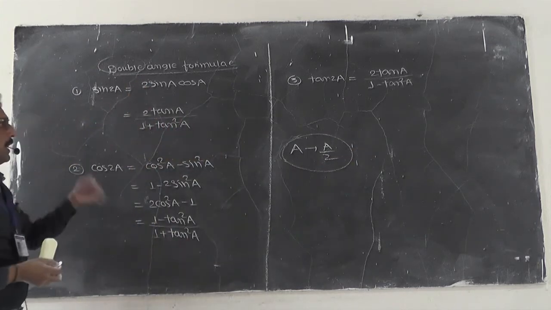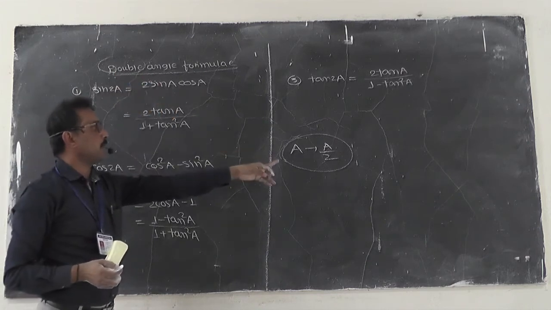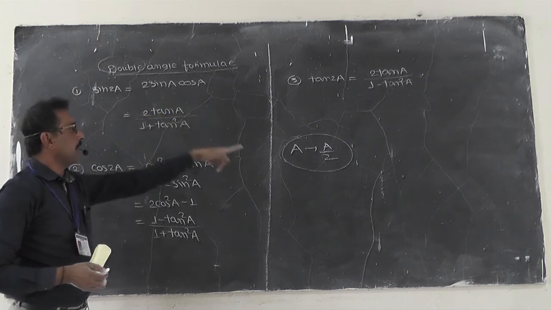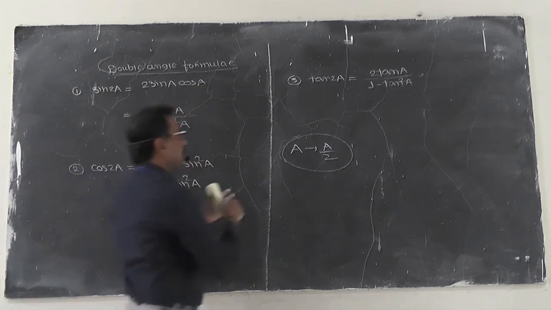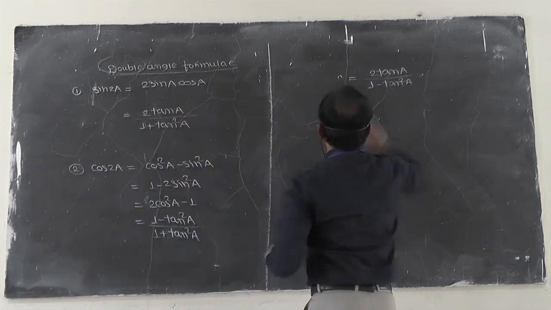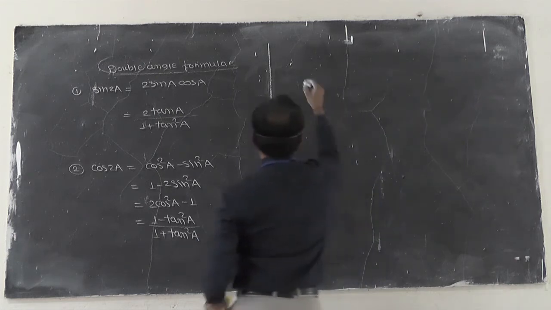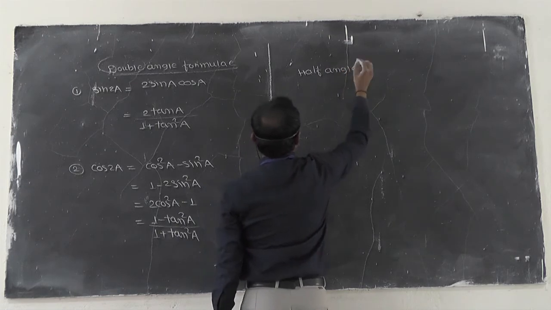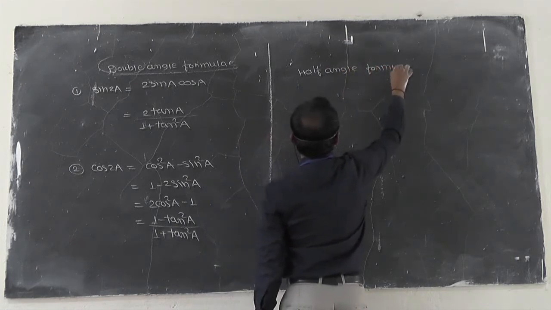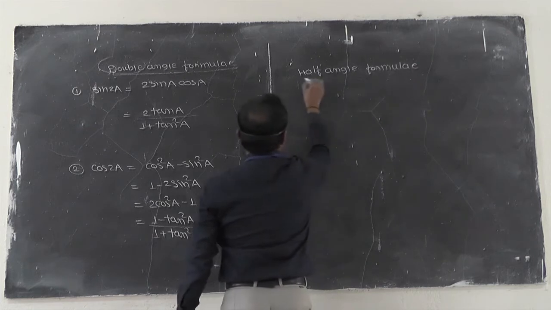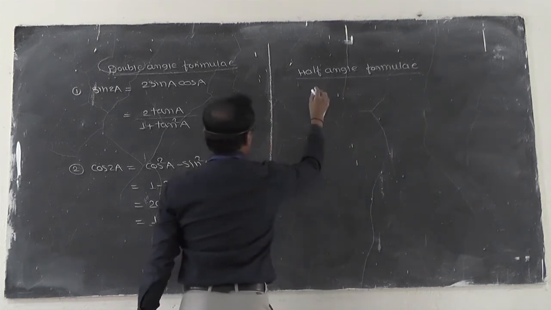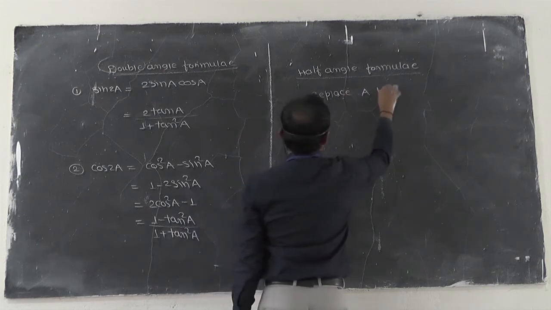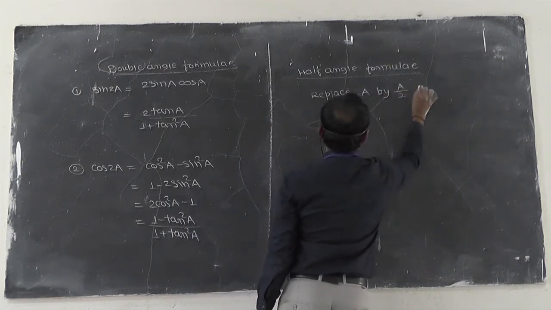Write all these formulae as they are, and we are getting the direct half angle formula here. This a is replaced by a upon 2. How does this formula convert here? Just I will write the heading here: half angle formula. It is not necessary to prove now. Just it is your duty to replace a by a upon 2.